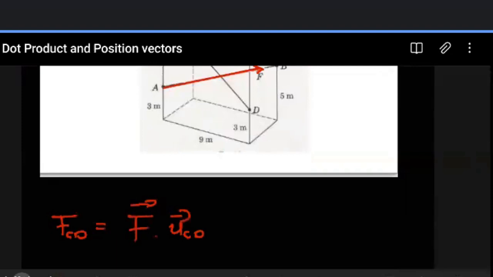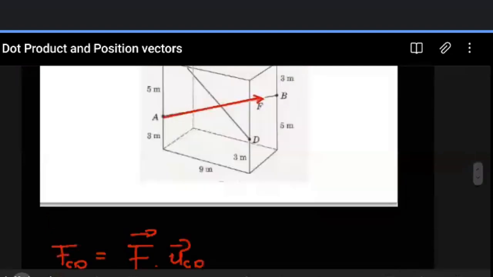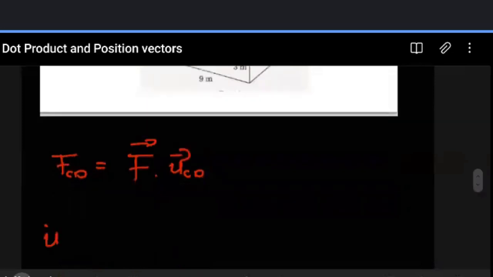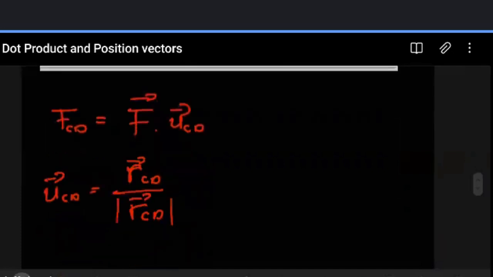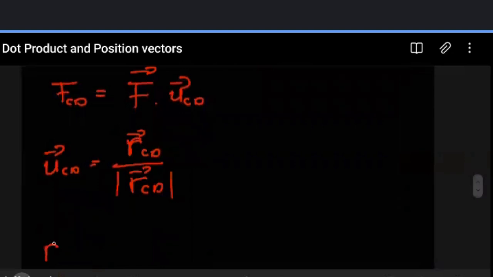Now, how do we do that? Well, first we need a unit vector from C to D, and then we also need the force F in Cartesian vector form. To get the unit vector, the unit vector from C to D will be equal to a vector that runs from C to D. I can say R for the position vector, C to D, and then divided by its magnitude. This is what will give me the unit vector. But the trouble comes at getting what RCD is. Now, how do you get RCD? Well, let's see how it goes.